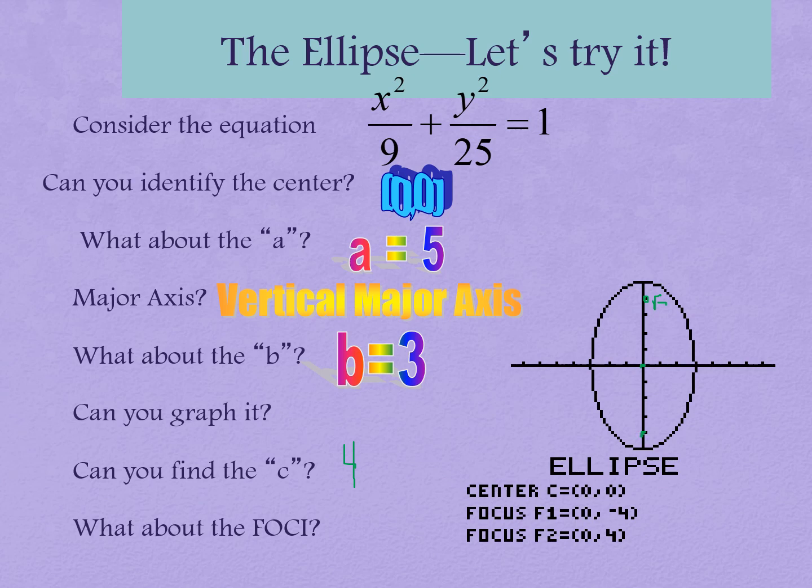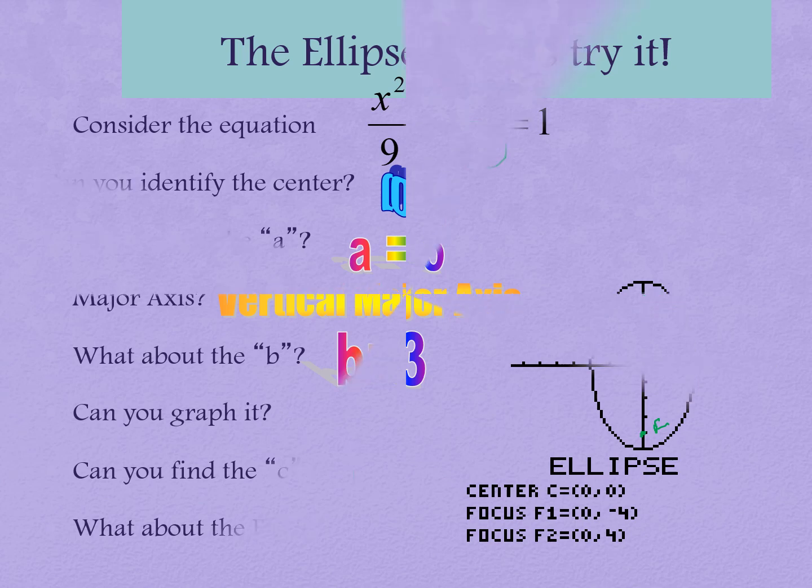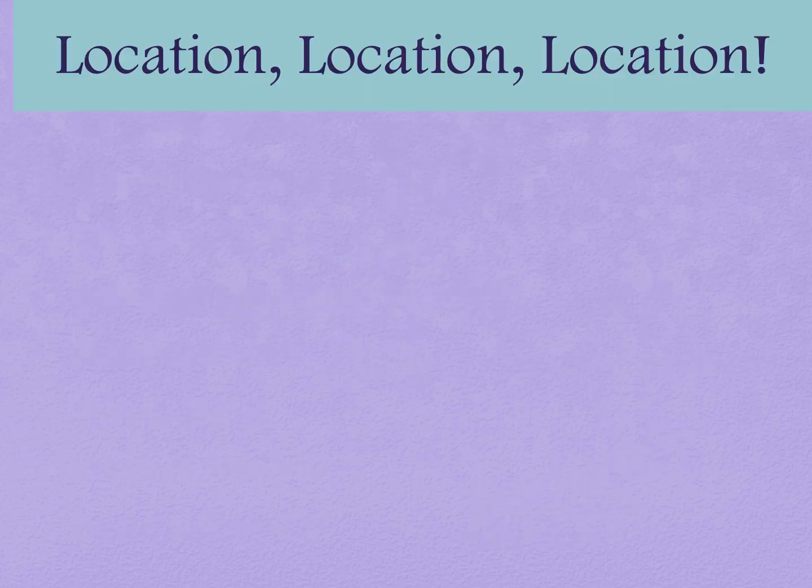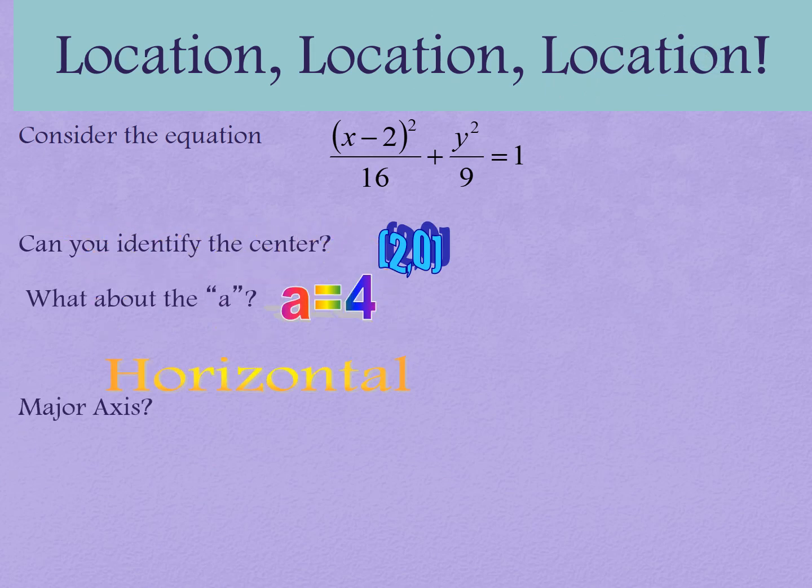Now remember, it's along the major axis, so how did I know I need to go up and down again? Where was my A? It was under my Y, which tells me it's a vertical type. All right? And so if I had to give my focus points there, you can see them there, 0, -4, and 0, 4. So I like to say graph it first and then go back and give it its coordinates.